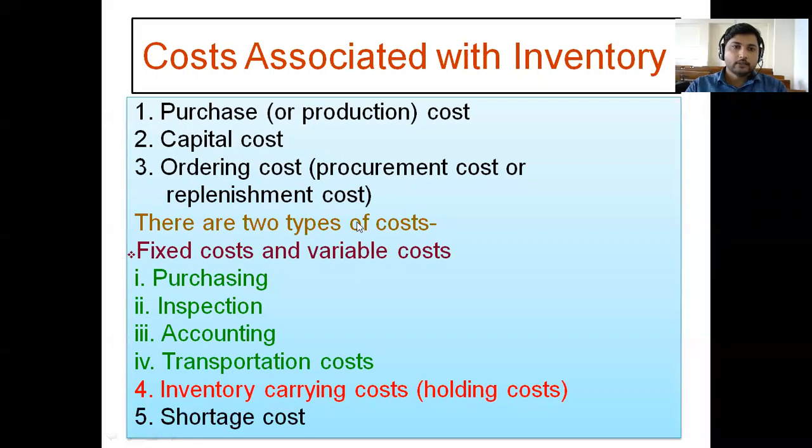So in the last lecture, we discussed the costs associated with inventory, and we came to know that there are nearly 5 different costs, and these 5 different costs are once again classified at a smaller level. So the first one is the purchase cost, that will be considered as a product or unit cost. The second thing is nothing but capital cost.